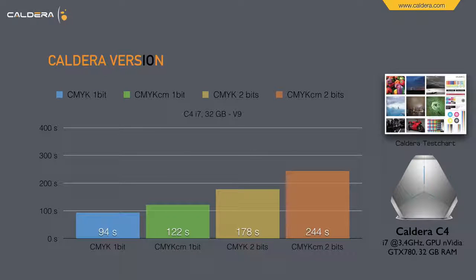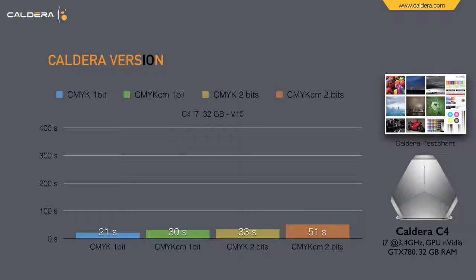And here the new flagship of Caldera, the C4 PC, which has a speed upgrade by Caldera and is ripping parallel on the processor and on the graphic card. And here you see the ripping times in version 9. And this is what you get with version 10.